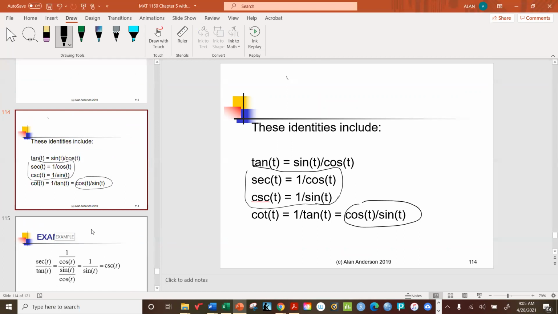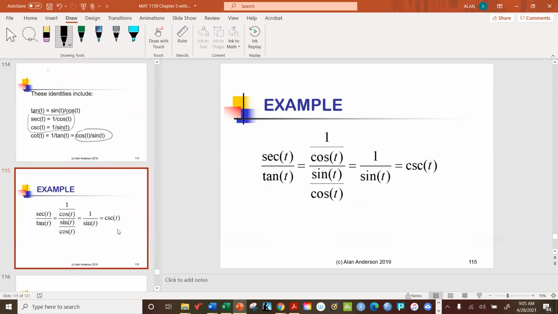So let's say you ran into a problem and you have a result like this. What if you end up with secant over tangent? And you say, man, there's got to be a way to simplify this. And there is. Your strategy is to take each of these and rewrite them. You'll notice in this case, the cosines cancel each other out. And if you recall, the inverse of the sine is the cosecant. So this has been converted into something a little simpler, the cosecant.